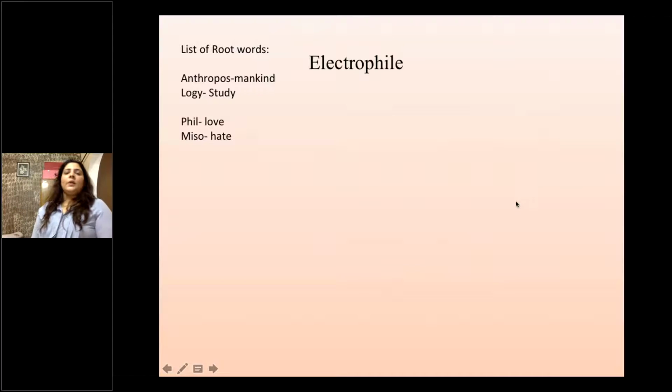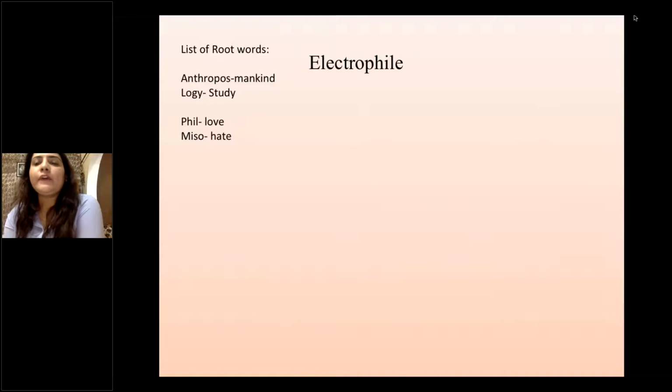Let's see this word now. Electrophile. Come on, electrophile. You all know what's electrophile? The group says person who is suffering from corona. Okay, no. Let's just finish corona. Who is an electrophile?